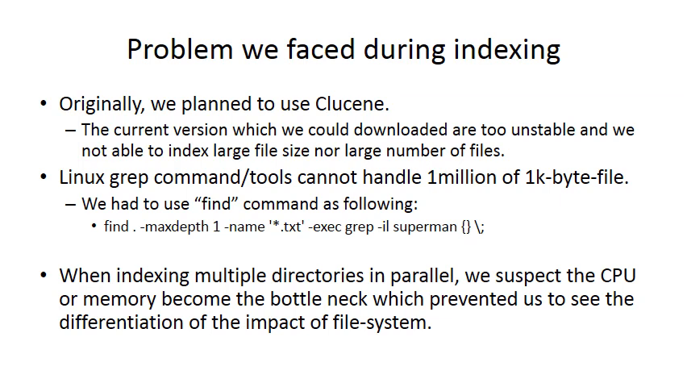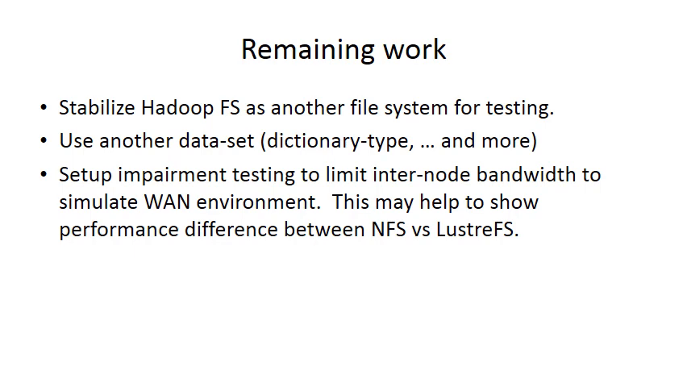In the remaining work, we're going to stabilize the Hadoop file system when used with different data sets, like a dictionary type of library, and set up impairment to limit the internode bandwidth to simulate a WAN environment. It may help to show the performance difference between the NFS and Lustre file systems.